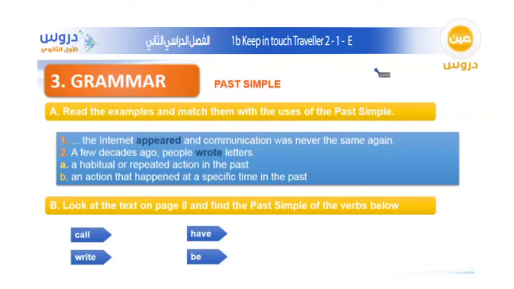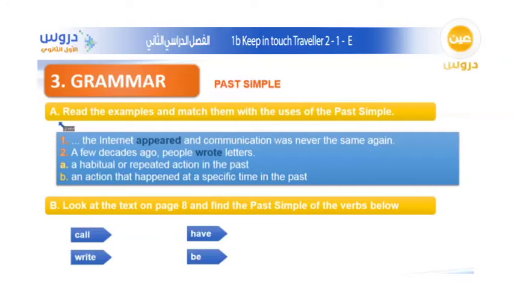So this is the correct answer, my students, for this exercise or activity. Here we have a grammar section. We talked more than one time about past simple. Read the example and match them with the uses of the past simple. Okay, so here we will talk about past simple. Something happened in the past. We have two ways.